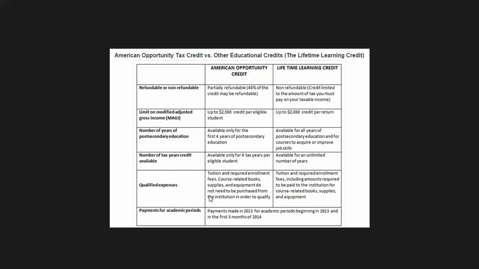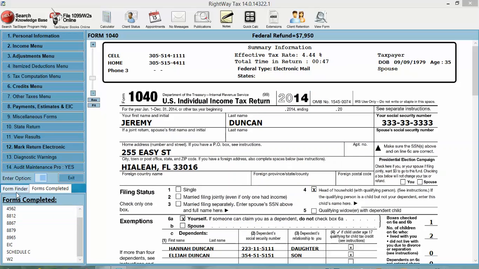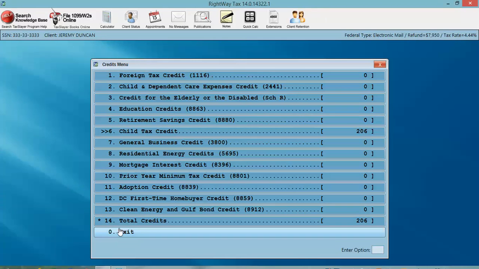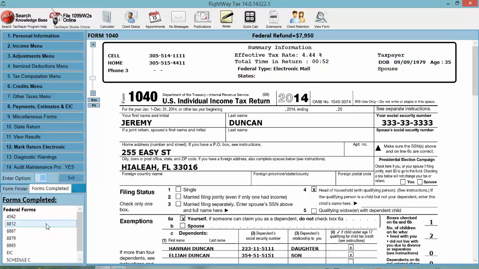So go ahead and read this chart. Should give you a pretty good understanding of the differences of the two and which one, if you can, add this form into the program. So a couple different ways you can get there. Obviously, you can always go up to your credits menu and the form will be right there, right in the middle, option number 4. My favorite and probably the most easy way for me to navigate is to remember the form numbers or type in keywords.